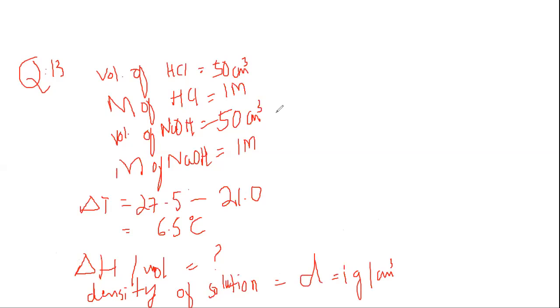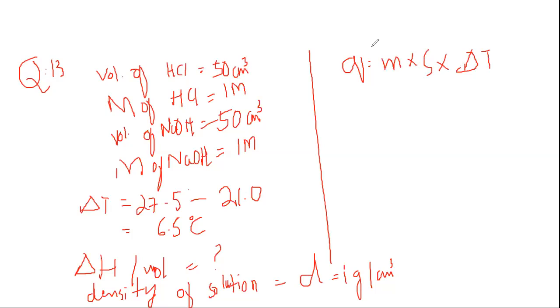The reaction is a neutralization reaction, and the calorimeter is a glass calorimeter. So how can we calculate the heat from a glass calorimeter? As we know, the formula is Q equals M multiplied by the specific heat multiplied by the change in temperature. We have no idea about the mass, so first we have to calculate the mass.